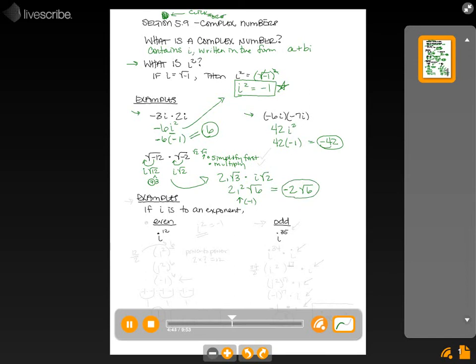Okay? So we multiplied two complex numbers, two negatives under the radical, two imaginary numbers together, and again we got a real number answer that we could find on the number line.